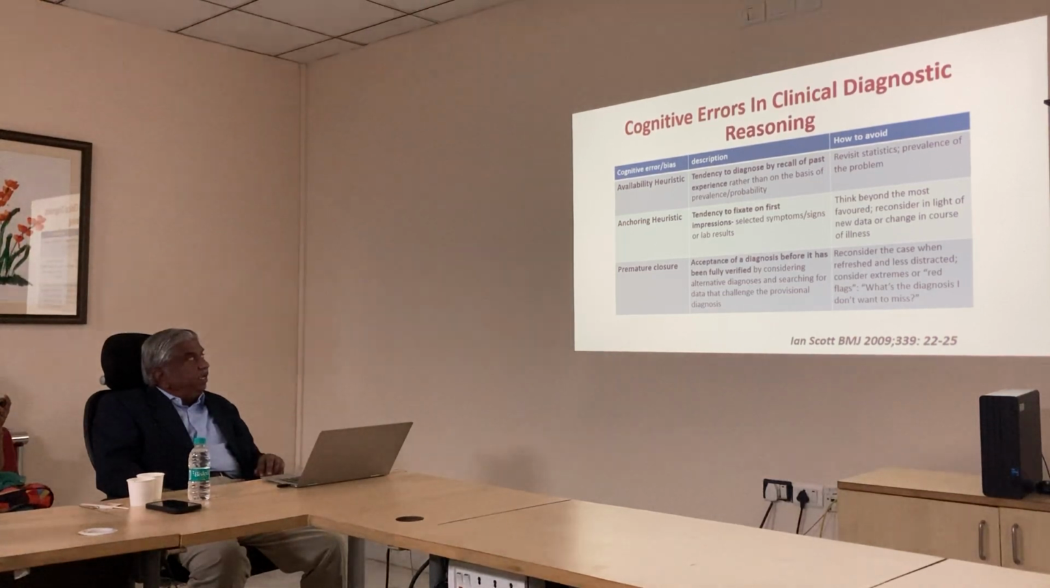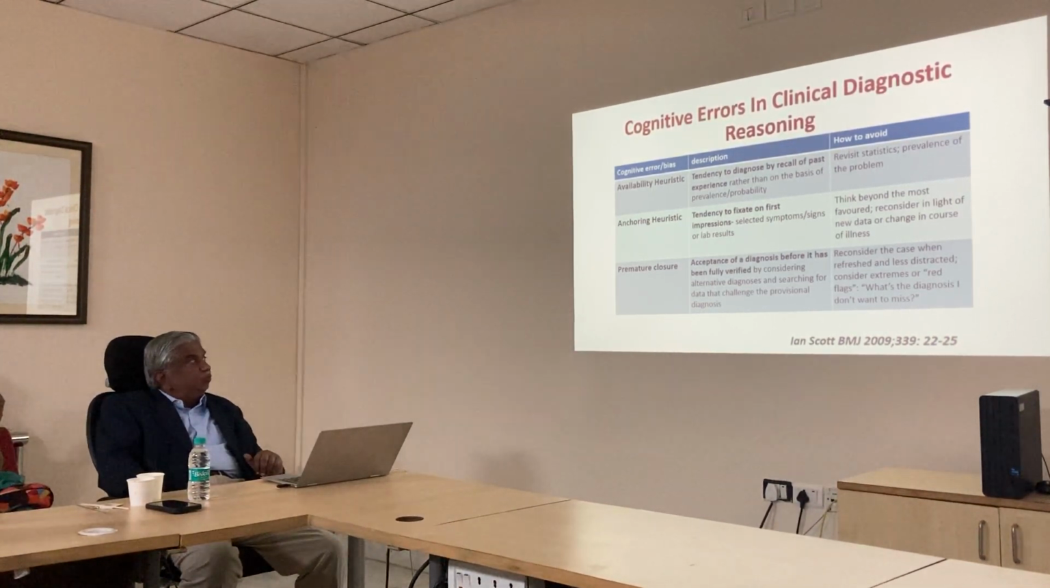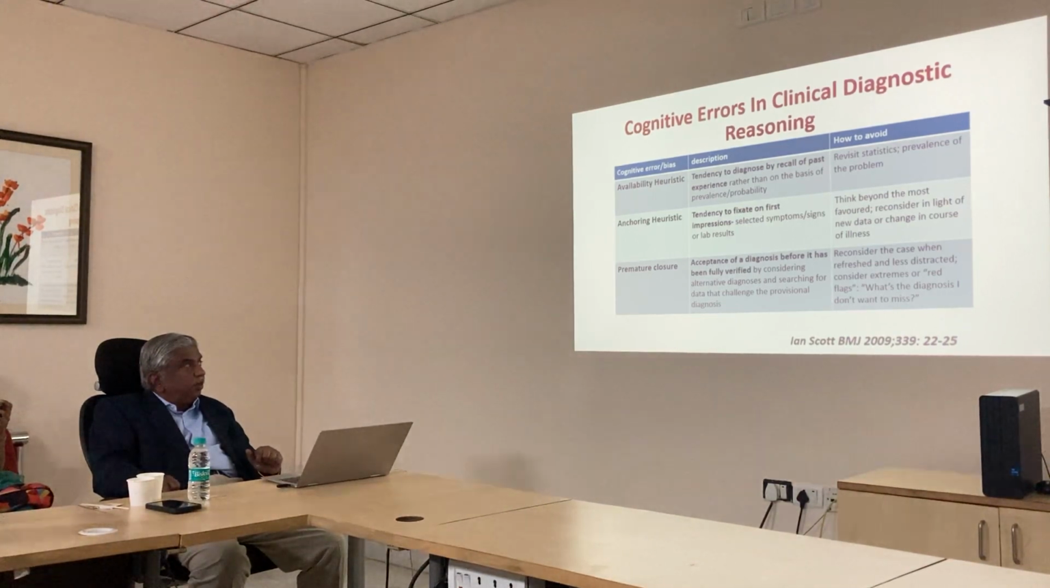Most importantly, the availability heuristic. That is the tendency to diagnose by recall of past experience rather than on the basis of prevalence and probability. So to avoid this, you revisit statistics and prevalence of the problem. The second important one is what is called the anchoring heuristic. That is, you are anchored or stuck on to one particular impression, which was your initial impression. Tendency to fixate on the first symptom, sign, or lab result.